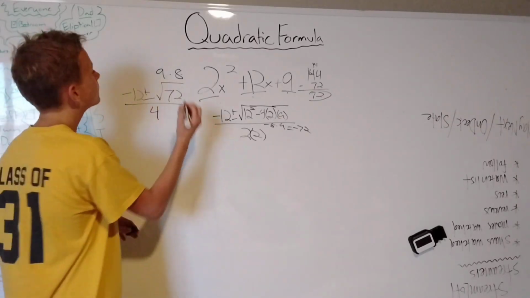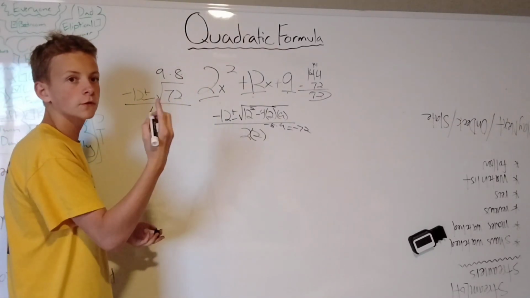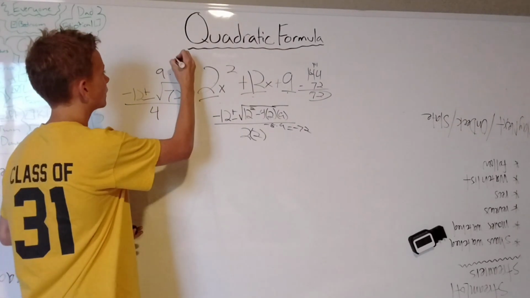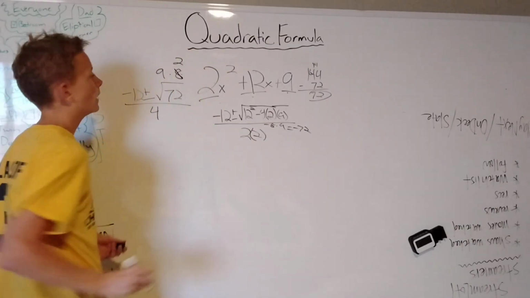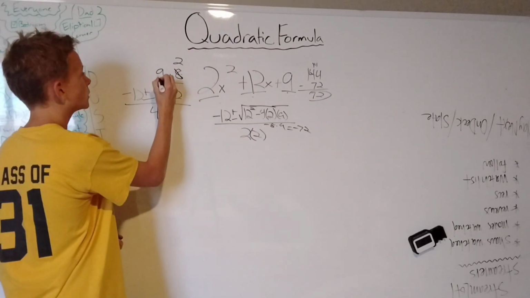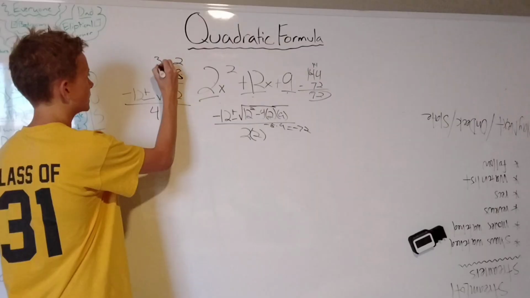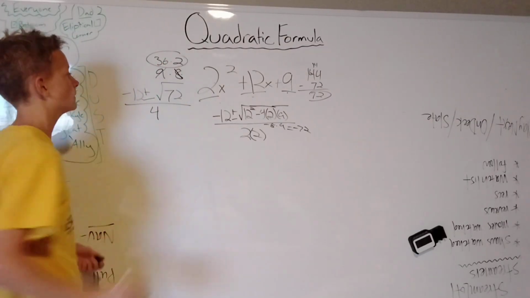So a trick you can do is 8, the one that goes into it is 4. So that means we're going to divide it by 4 equals 2. And then the other one, this 9, we're going to multiply it by 4. And that equals 36. So those are our two numbers we're going to use, okay?